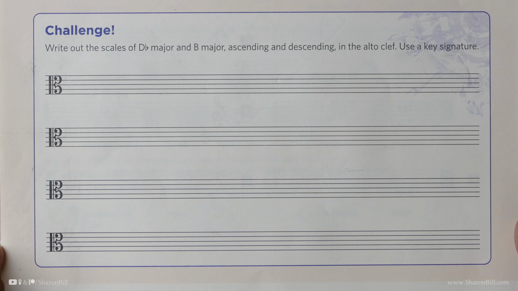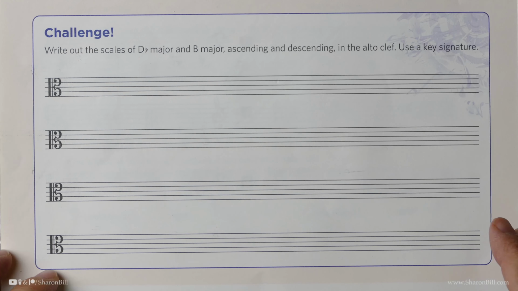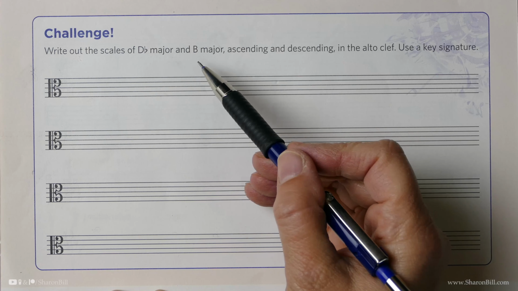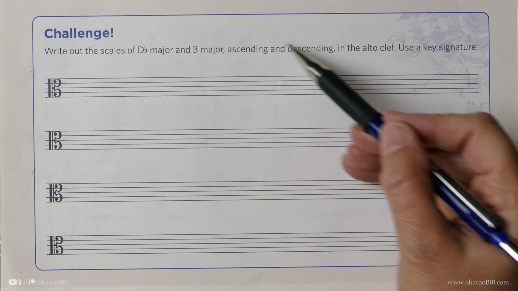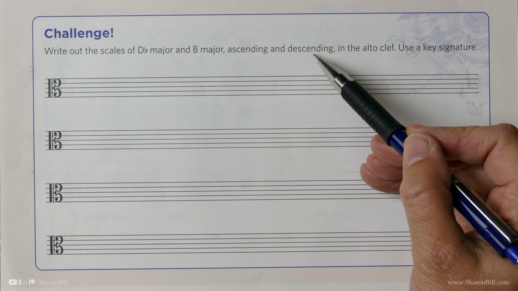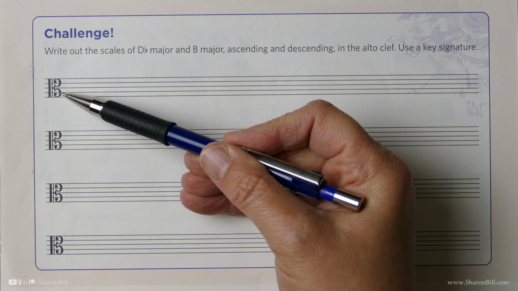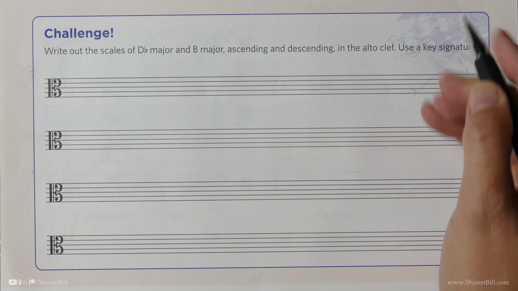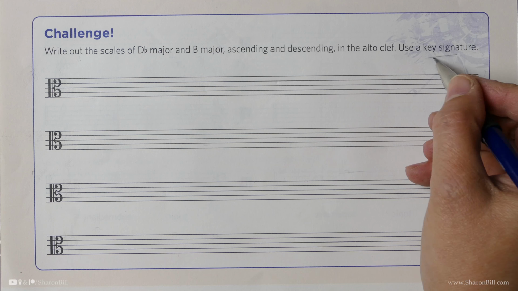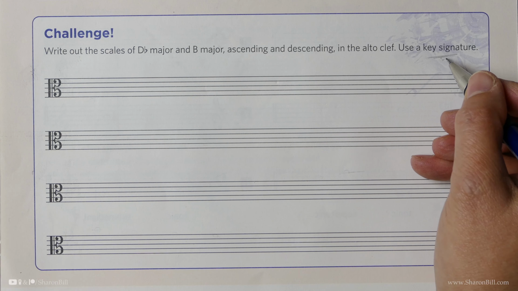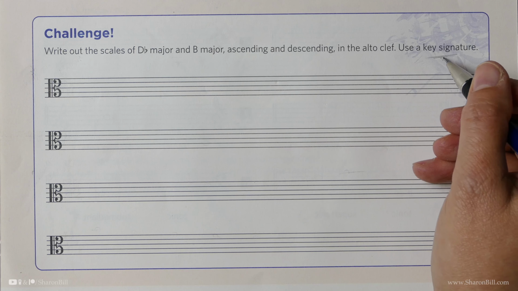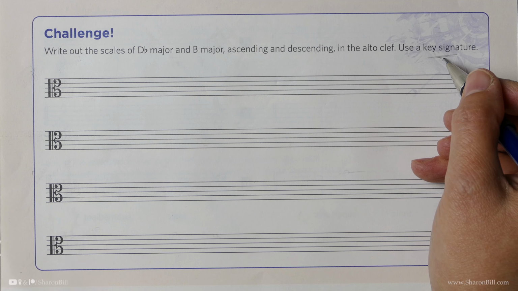Let's move on to the challenge now, where we're asked to write out the scales of D flat major and B major. We're going to be going up and down, ascending and descending, writing in the alto clef, and we're asked to use a key signature. And when you're asked to use a key signature, in actual fact, once you've done that, all the hard work's done, much easier than when you're asked to add accidentals.